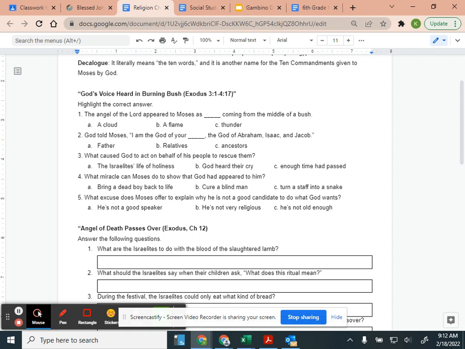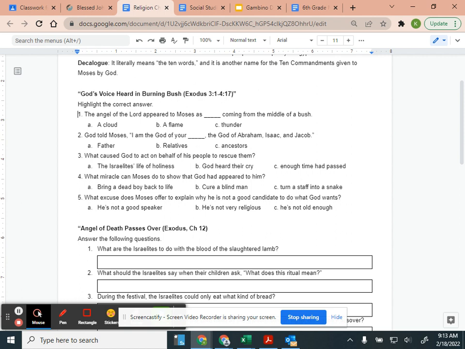What other signs did he give? Zoe? Exactly. When he would put his hands into his cloak, like putting it into a pocket, and he pulled it out, it would be full of scales. And then when he put his hand back in and pulled it out, then it would be back to regular skin. One more sign that he gave to Moses.